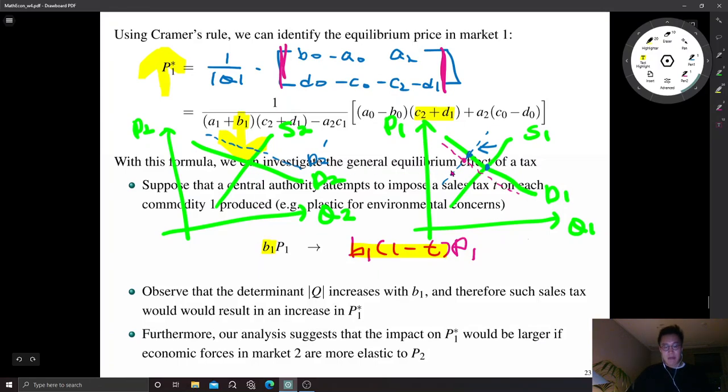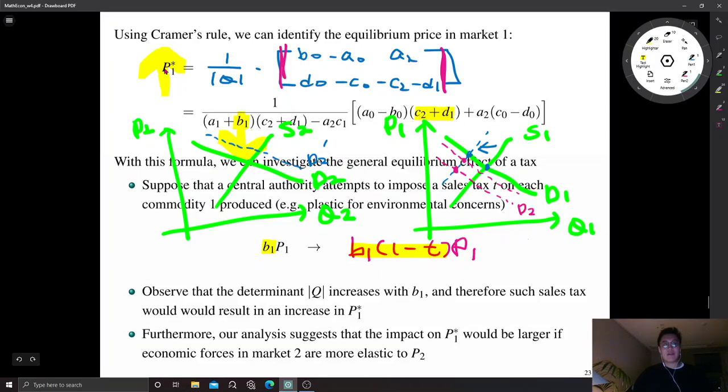But suppose that customers are less sensitive to price change in market 2, then we can expect a lot of people switching to market 2. So there will be a large reduction in demand in market 1. So now the demand curve will shift down to this dotted line. Okay, so the new equilibrium will be determined at this intersection. So comparing with the previous equilibrium, there is no change in price, right?